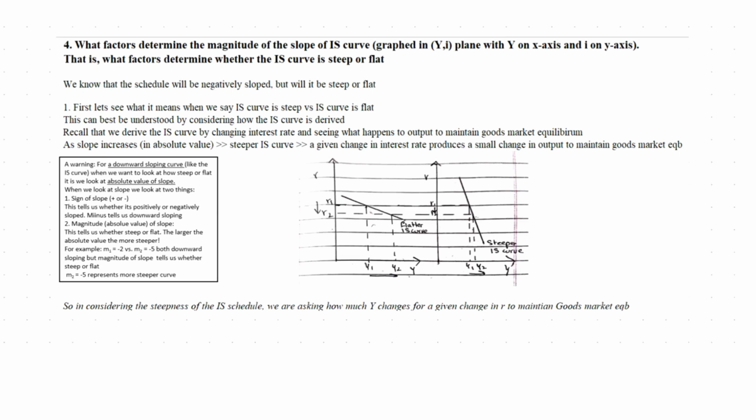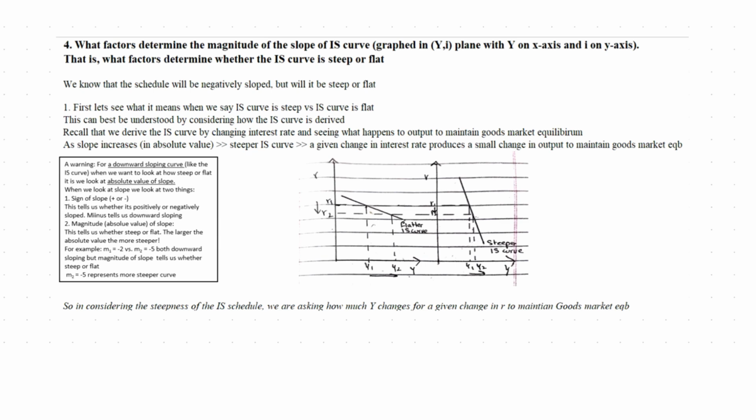Looking at properties of the IS curve, we talked about how the IS curve is downward sloping. Then we looked at what factors cause shifts in the IS curve. Now we want to look at what factors determine the magnitude of the slope of the IS curve. That is, what factors determine whether the IS curve is steep, as like here, or whether the IS curve is flat, like here.